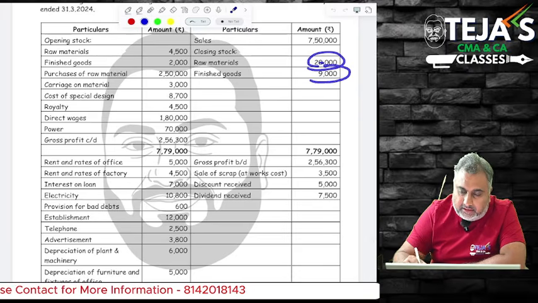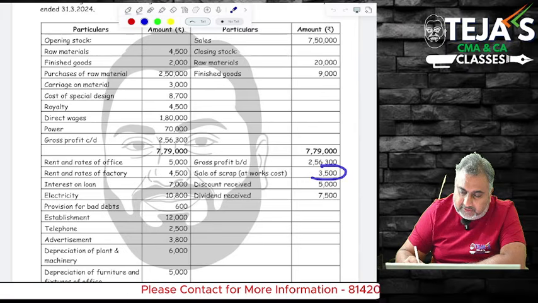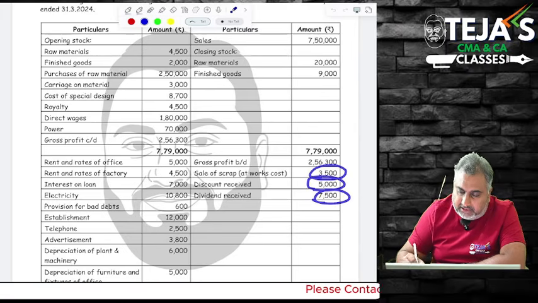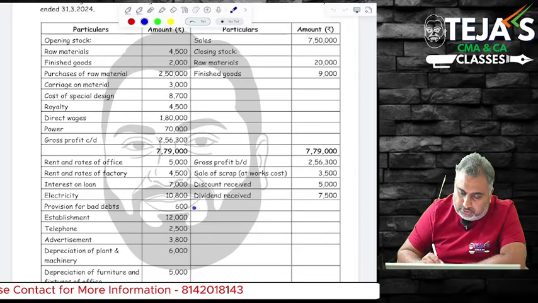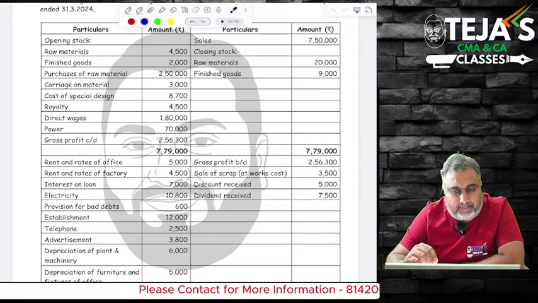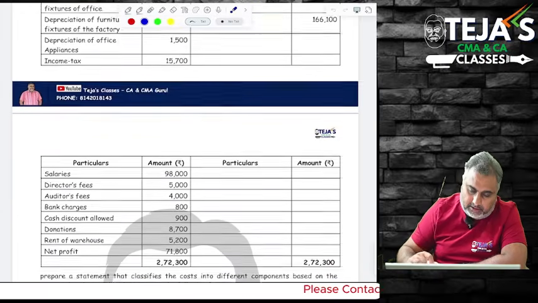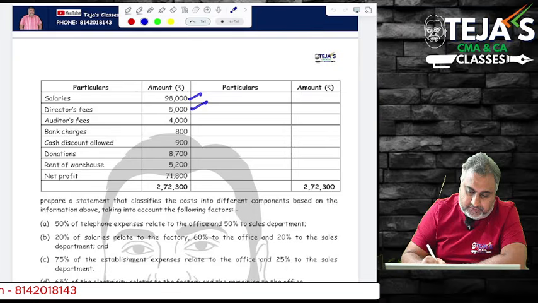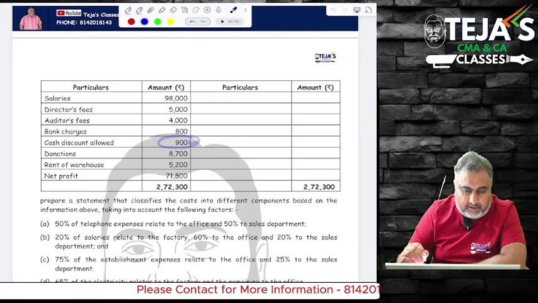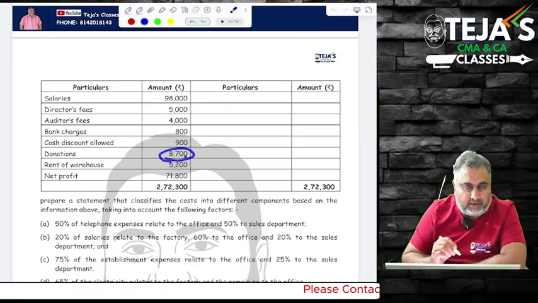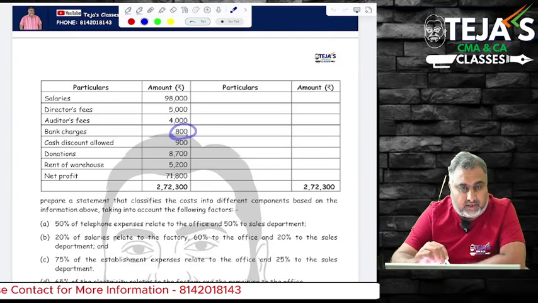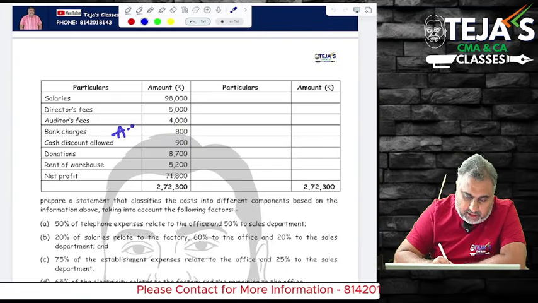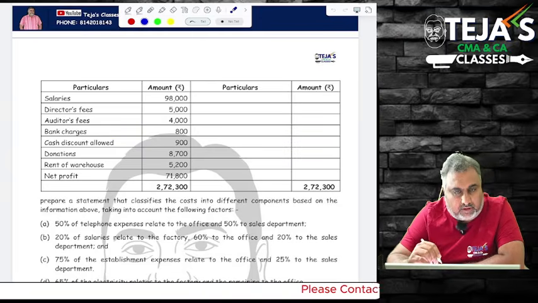Closing stock of raw material, closing stock of finished goods, sale of scrap, discount received, dividend received. These are also purely financial incomes, so these items are also ignored while we are preparing the cost sheet. And salaries, director's fee, auditor's fee, bank charges, cash discount allowed are never recorded in the cost sheet. Donations never form part of the cost sheet. Rent for warehouse and bank charges, if you consider them, should be covered under administrative overheads because they belong to the office.